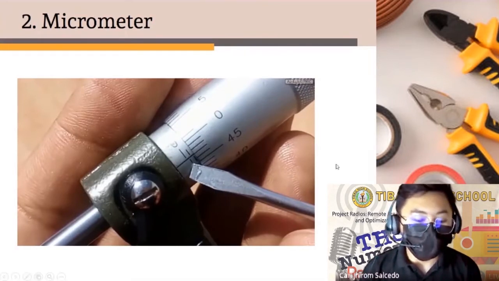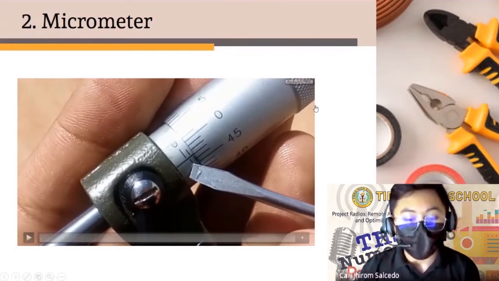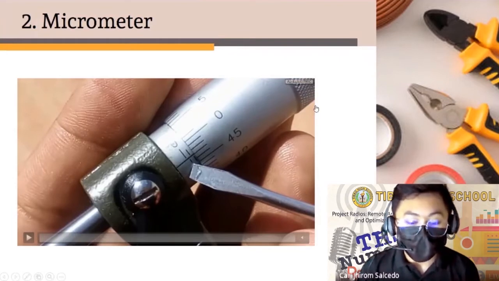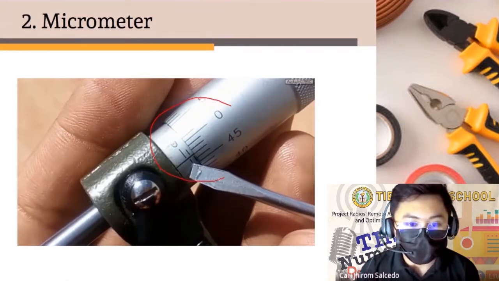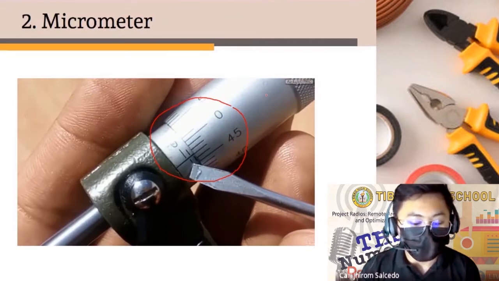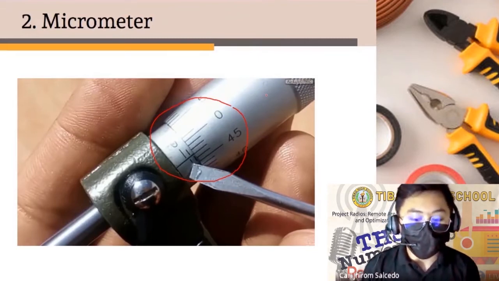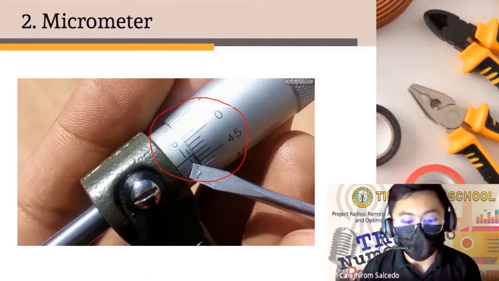And ang unit of measurement na involved sa micrometer ay mm or millimeters. So ito yung part na yon. Diyan mo makikita yung measurement ng wire na sinukatan mo. So ganun lang ang pag-measure ng wire using the micrometer.